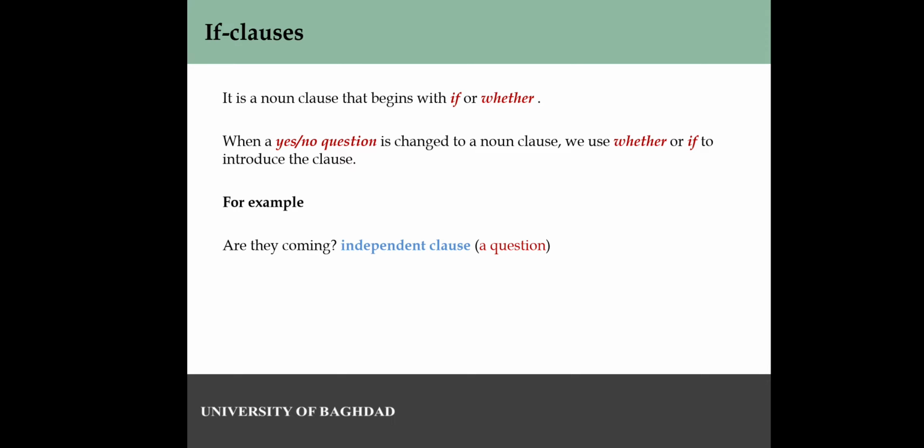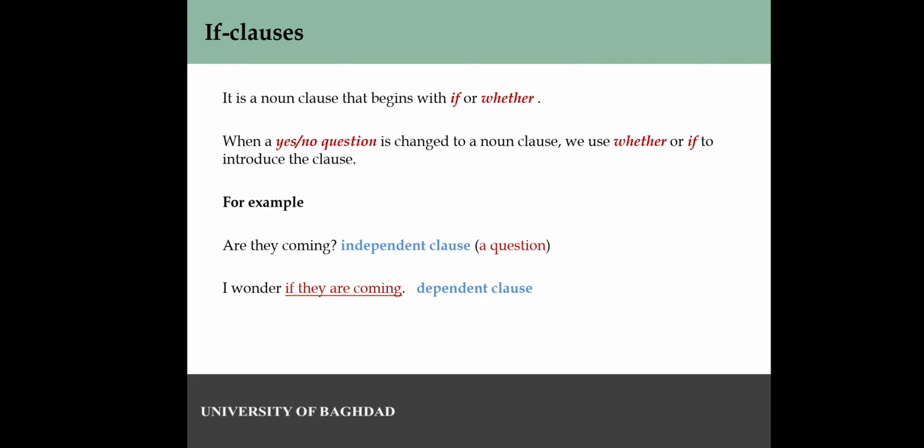For example, are they coming? So this is an independent clause. It's a question. It's a main clause. Why? We have the auxiliary coming before the subject they, and there is a question mark. So in order to change it into a dependent clause, we need to introduce this clause with if.